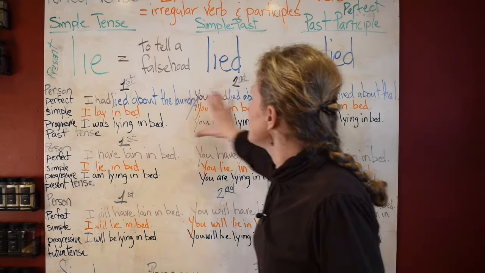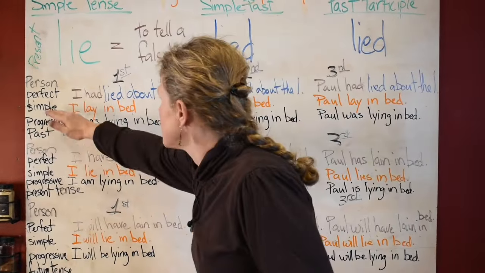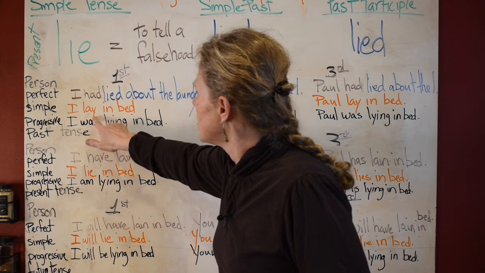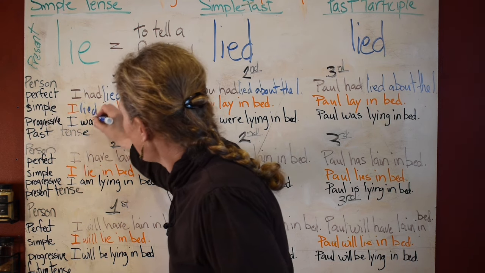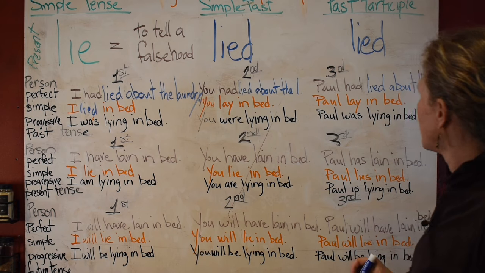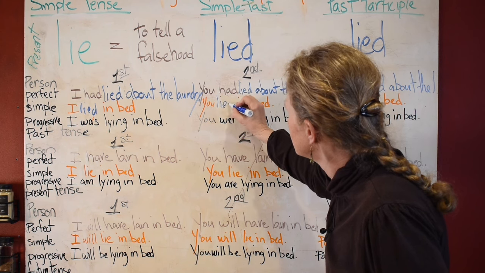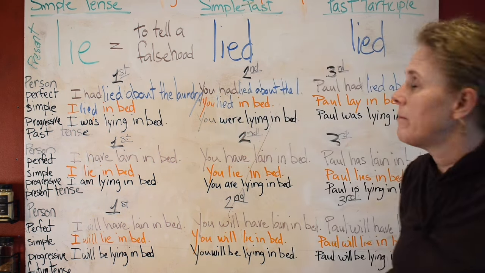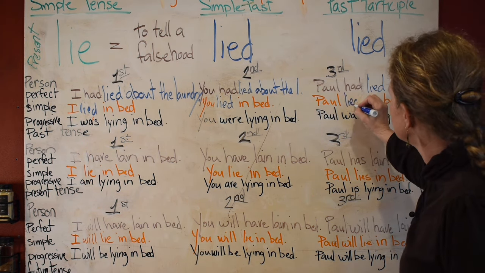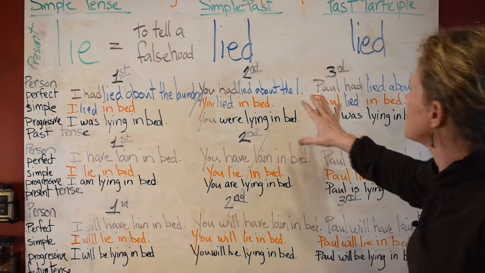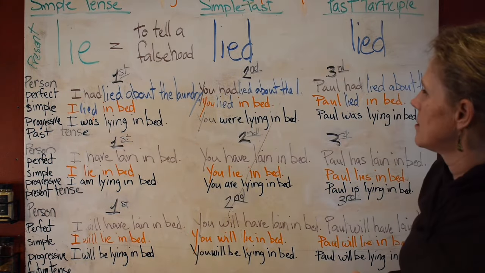So you just need to make sure that you are getting the correct lied. So in the past simple, what are we going to do here? Past simple. We're going to change to lied. I lied. You lied. We're not going to change it at all. And some people might lie in bed. Paul lied. Now, when you're in the past, your verbs don't change as much, correct? When you're using your past participles.